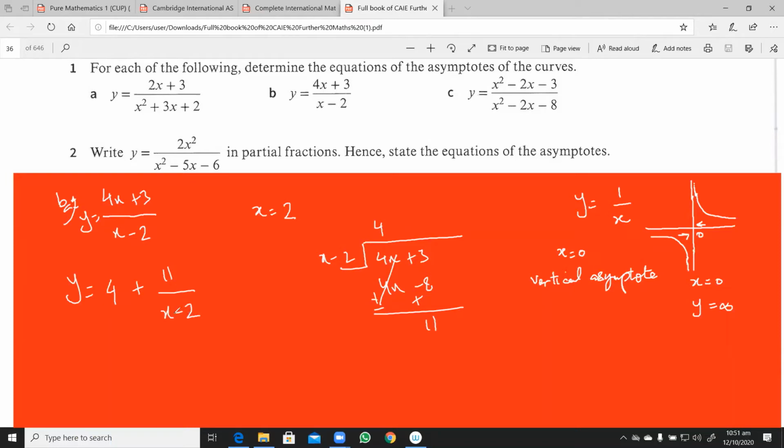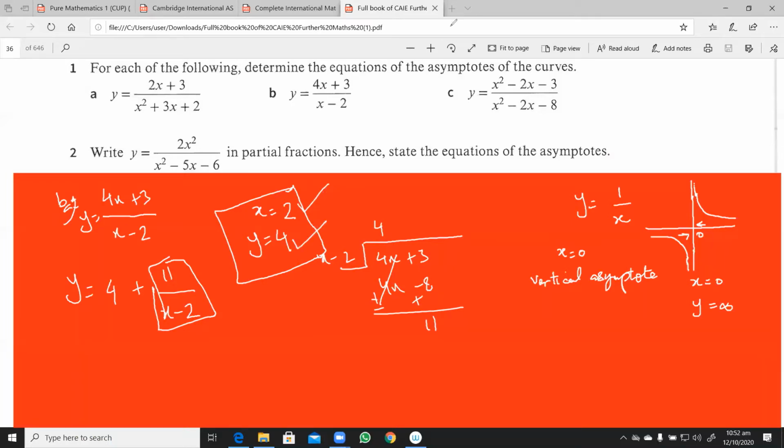Okay. If your x is 2, there is going to be a vertical asymptote. And if this x minus 2 goes to infinity, this 11 over x minus 2 approaches 0, then you're left with y equal to 4. Then this y equal to 4 is another asymptote, and that is a horizontal asymptote. So this part B has got two asymptotes. One is the vertical asymptote, the second is the horizontal asymptote.